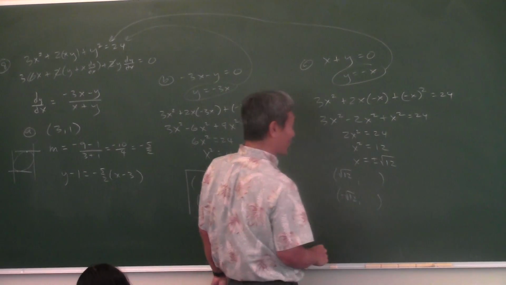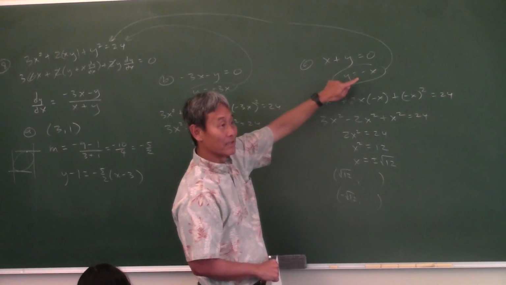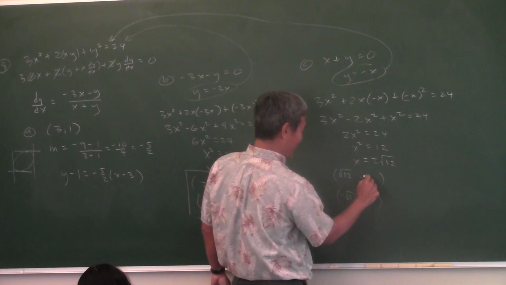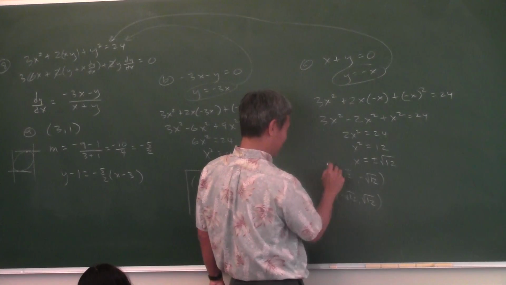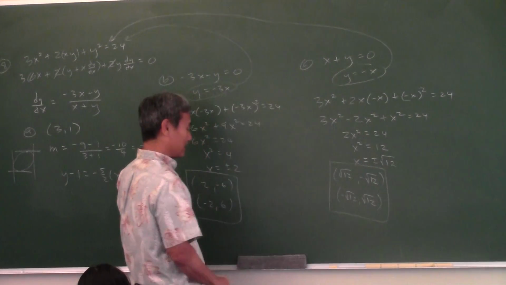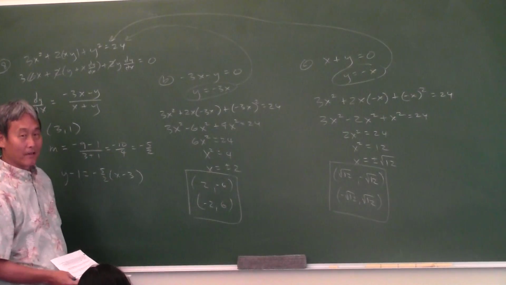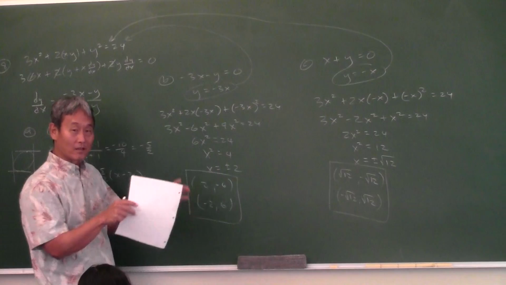So these are the x coordinates. How do I figure out the y coordinates? Plug it into this. Y is the negative of the x coordinate. So whatever x is, the y is negative of that. They don't care how you write your answers. They don't care if there's radicals in the denominator. They don't care if it's not simplified. Just write the correct answer down.